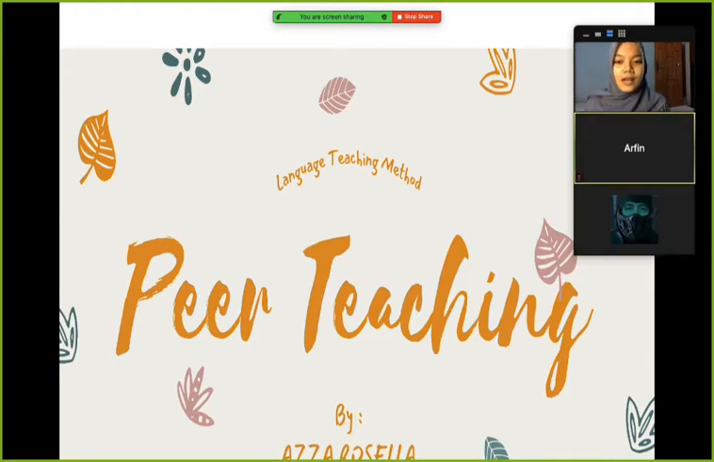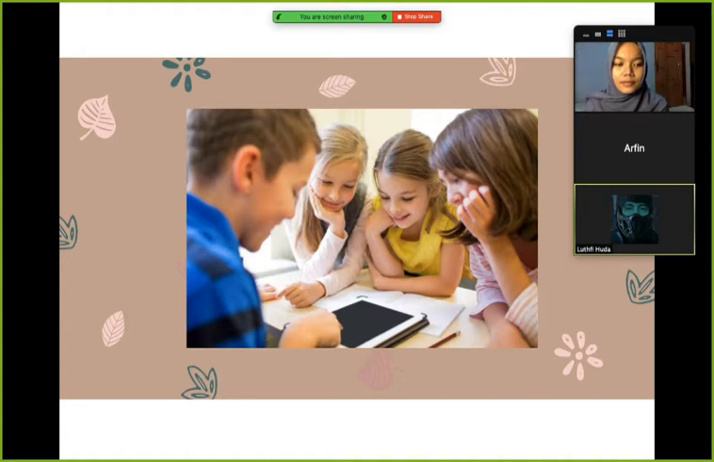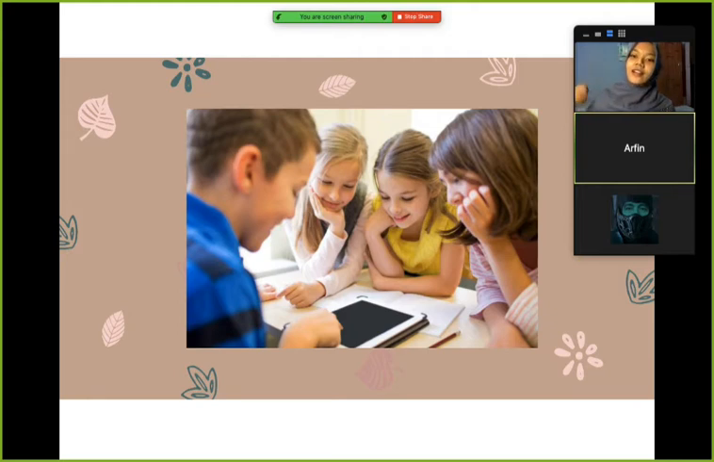Okay, next about peer teaching learning. What do you mean about this picture, students? There are 4 children in this picture. The first is a boy and the others are girls. What do you mean? I think they are teamwork. Okay, Lutfi and Arvin.